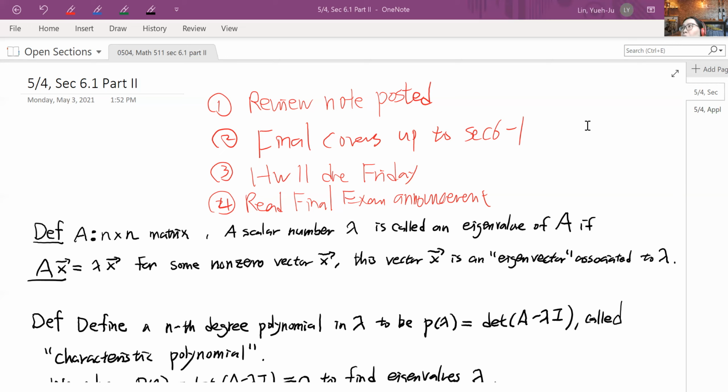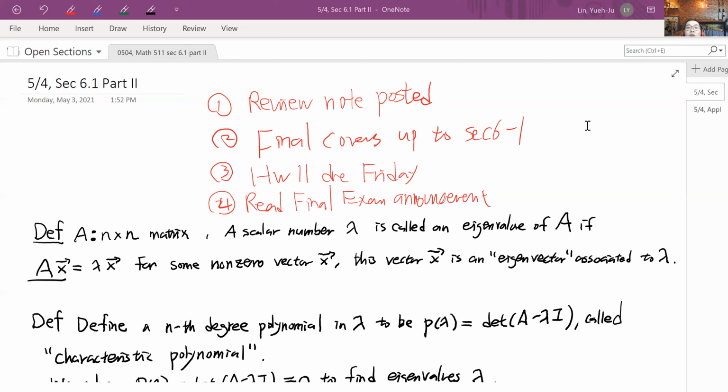Either send me an email, or you can make an appointment with me, or actually come to the office hour from 1:30 to 2:30, because we've almost reached the end of the semester. So if you have any question regarding, for example, the past homework score, you should definitely let me know before I start calculating everyone's grade.